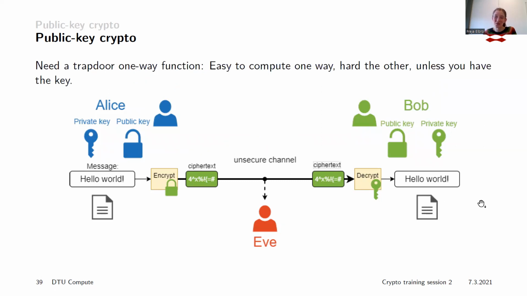Okay, so how do we get these public key encryption schemes? How can this be mathematically possible? We need what we call trapdoor one-way functions, and those are functions that are easy to compute one way, but hard to compute the other way unless you have the key. It needs to be easy to compute the function one way, i.e. it needs to be easy to encrypt. It needs to be hard to compute the function in the other direction unless you have the key. So it needs to be hard to decrypt unless you have the secret key.